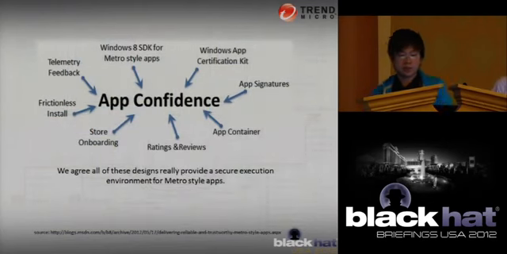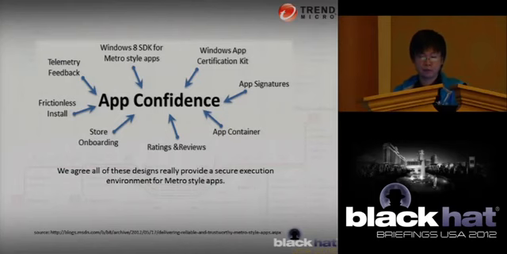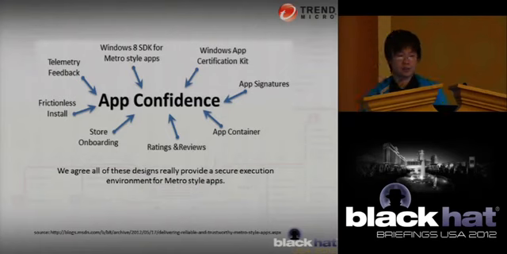Okay, not only the sandbox features I have introduced above, like WinRT or App Container, Windows also provides lots of security features to secure MetroStar apps, such as app signature, certification kit, and telemetry feedback. All of these features bring us app confidence. It's according to Microsoft, so we agree. All of these designs really provide a secure execution environment for MetroStar apps. So I would say exploiting a MetroStar app is not easy.